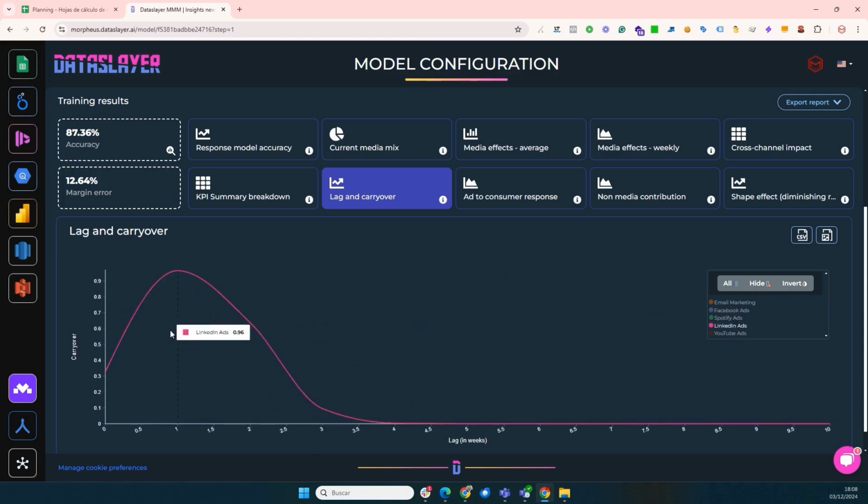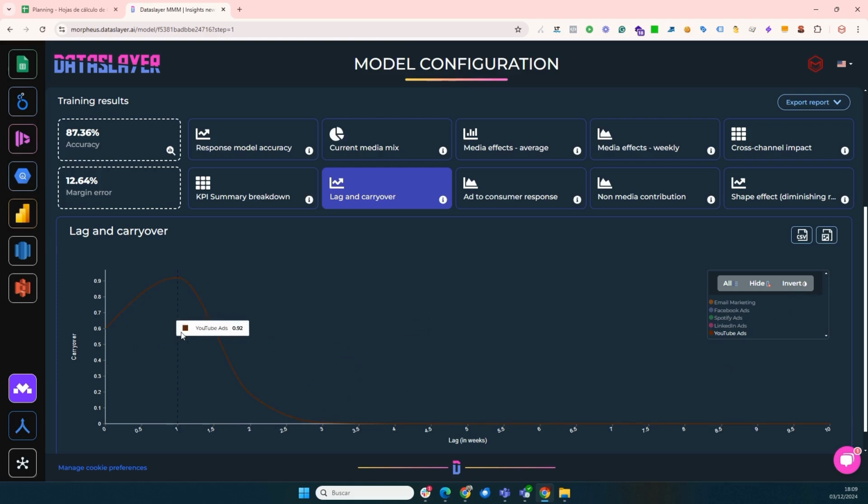For example, LinkedIn has a much longer period. It still peaks at 1 week, but it holds up much longer. In other words, we can maintain it well for 2 weeks. And even at 2.5 to 3 weeks is when we should start considering changing the ads.